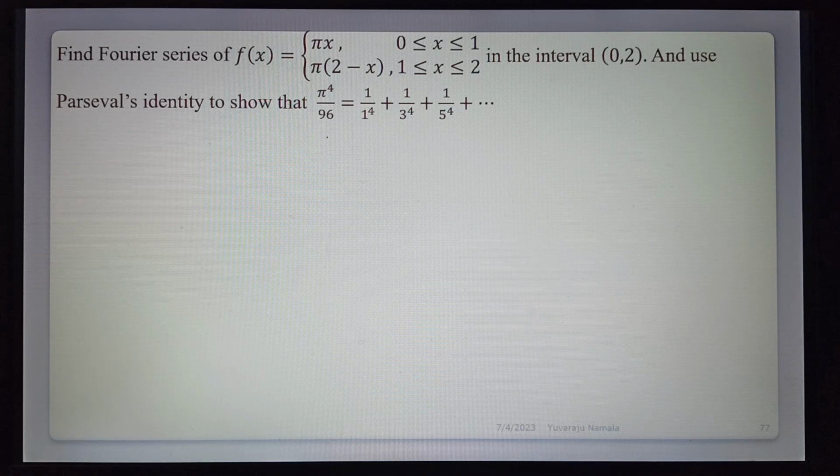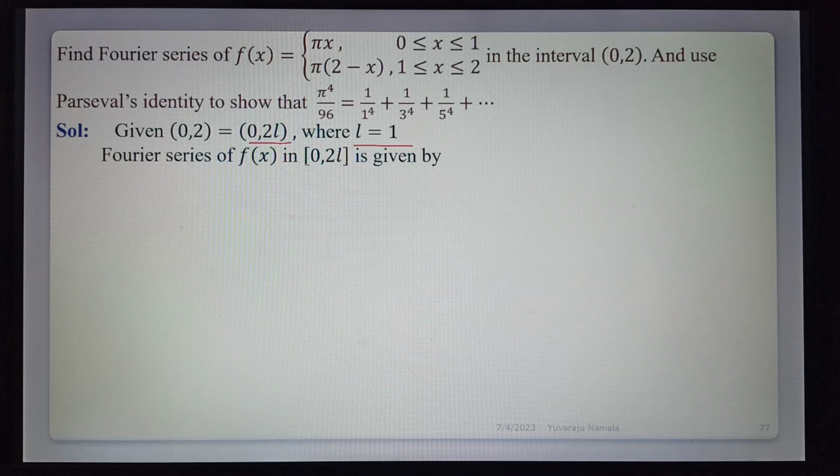And also using Parseval identity to show that pi power 4 by 96 is equal to 1 by 1 power 4 plus 1 by 3 power 4 plus 1 by 5 power 4 plus up to so on. First of all, finding the Fourier series expansion of the given function in the interval 0 comma 2, that is 0 comma 2L. So 0 comma 2L means L is equal to 1.